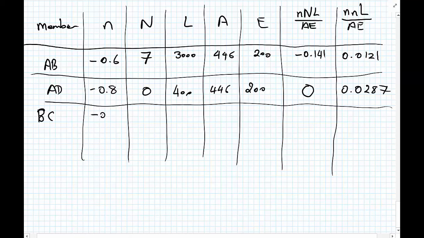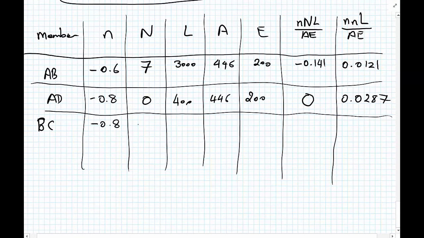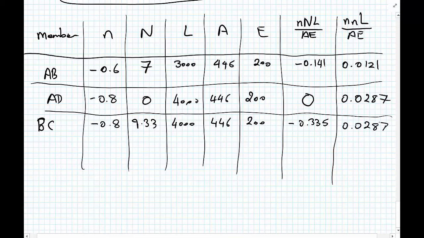Moving on to member BC. So we have minus 0.8, 9.33, a length of 4,000, an area of 446, Young's modulus of 200. And the summation for the deflection delta AC will be minus 0.335. And the summation for the flexibility coefficient will be 0.0287.